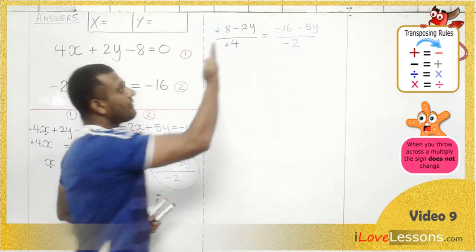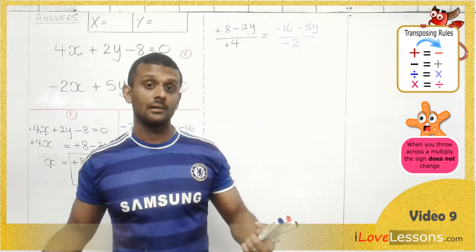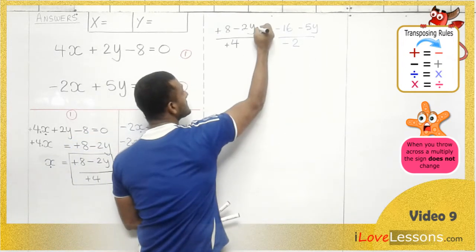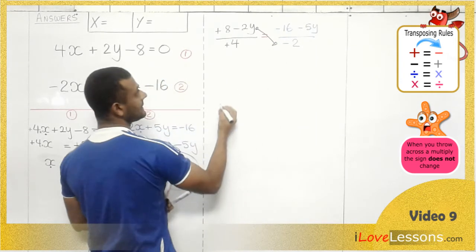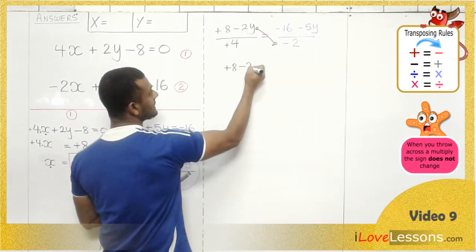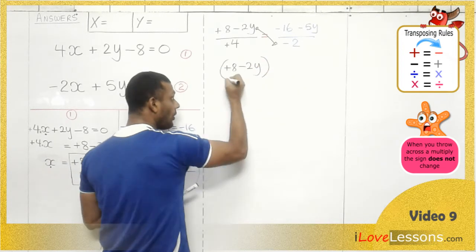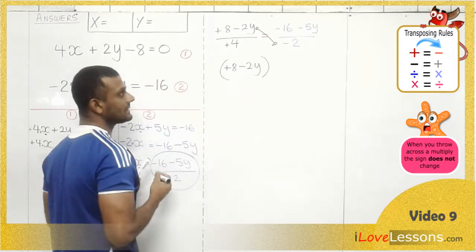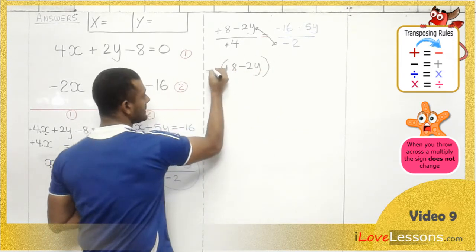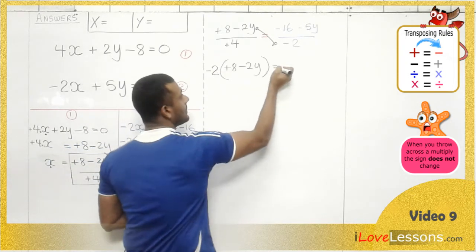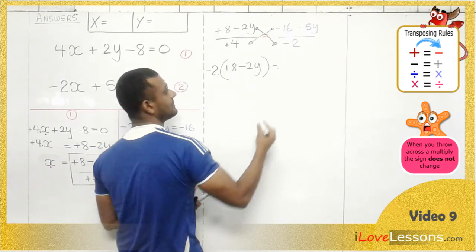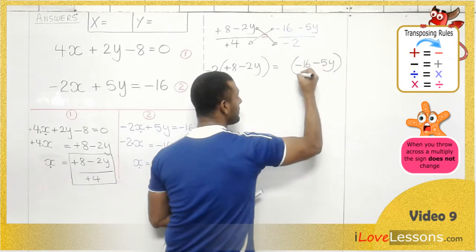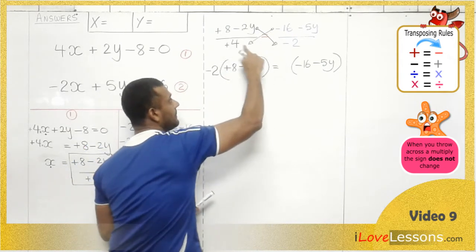Now we only have one type of letter, the letter y. To solve for y, we're going to cross multiply. We take the top on this side and multiply by the underneath on the other side. So the positive 8 minus 2y, we're going to multiply the whole thing by minus 2. To symbolize that we're multiplying the whole thing by minus 2, we put this item in brackets and we put the minus 2 here. Multiply the other diagonal: you have minus 16 minus 5y. Put the whole thing in brackets, and we're going to multiply it by positive 4.